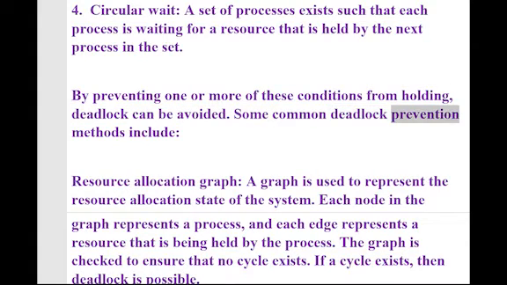Some common deadlock prevention methods include: resource allocation graph. A graph is used to represent the resource allocation state of the system. Each node in the graph represents a process, and each edge represents a resource that is being held by the process. The graph is checked to ensure that no cycle exists. If a cycle exists, then deadlock is possible.